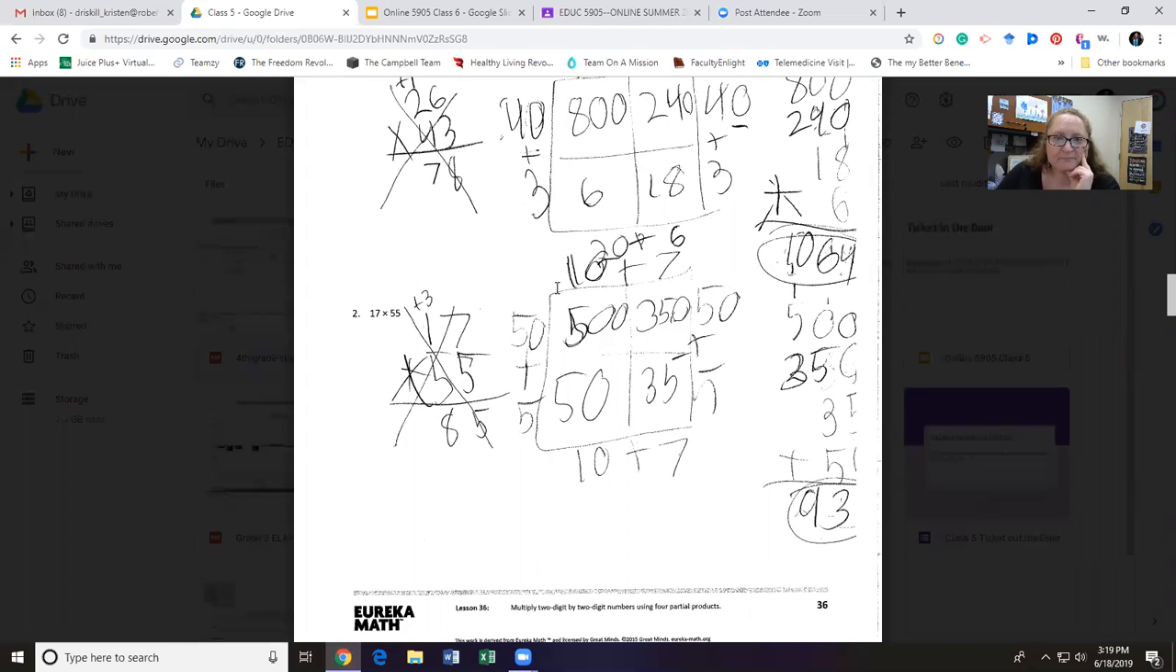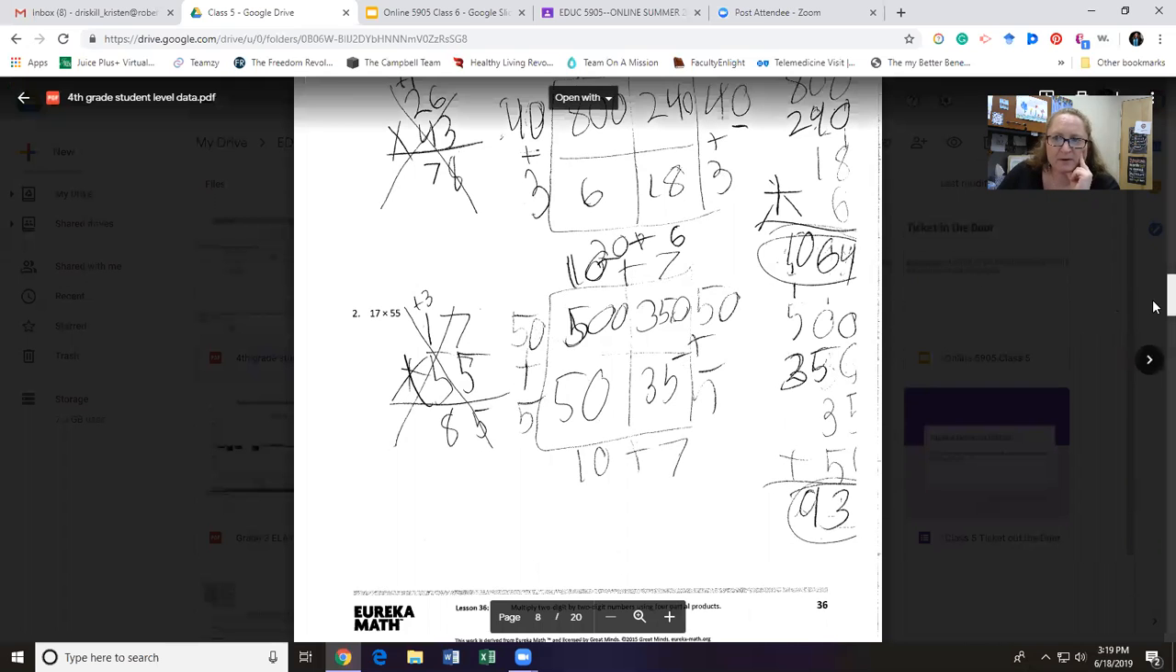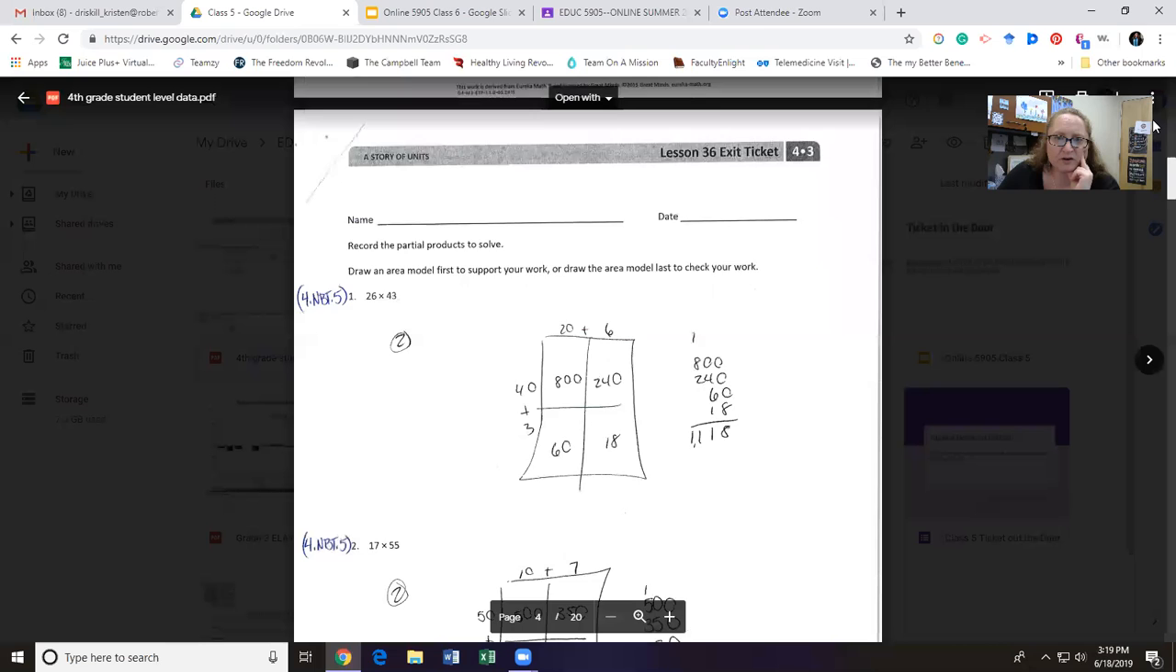This one is hard to read. So she's got the 10 plus 7 for 17, the 50 plus 5. Did I say times? I meant plus. 50 plus 5 for 55. And then she did the multiplication. She lined it up, and she got the right answer. It was correct. It was just cut off.